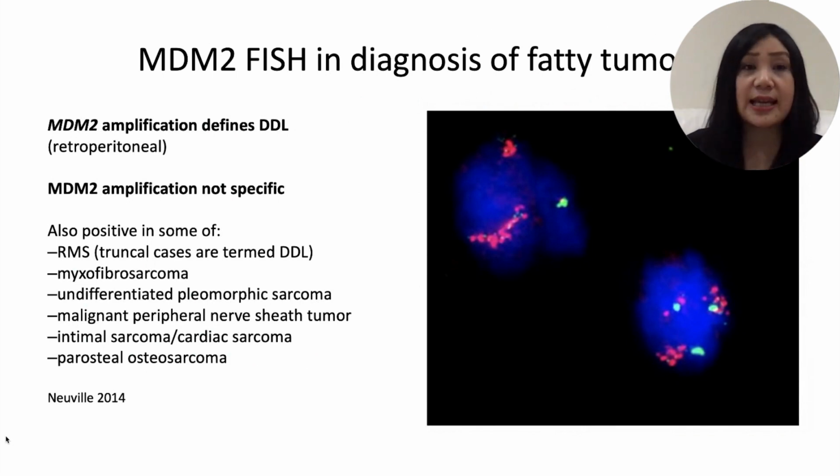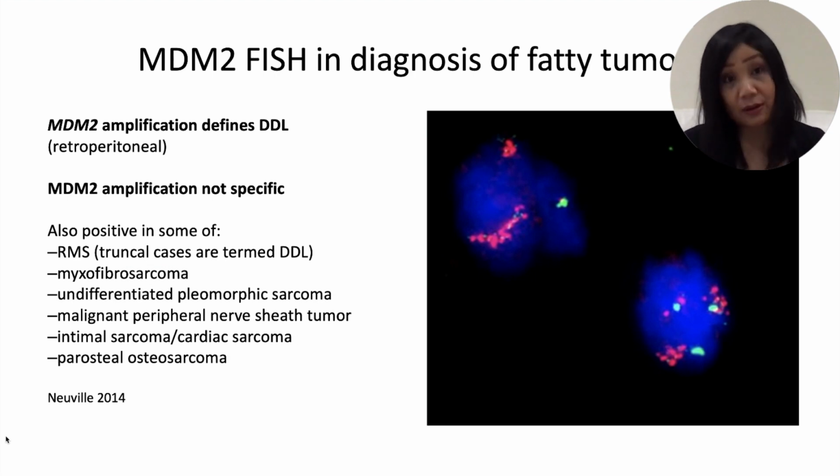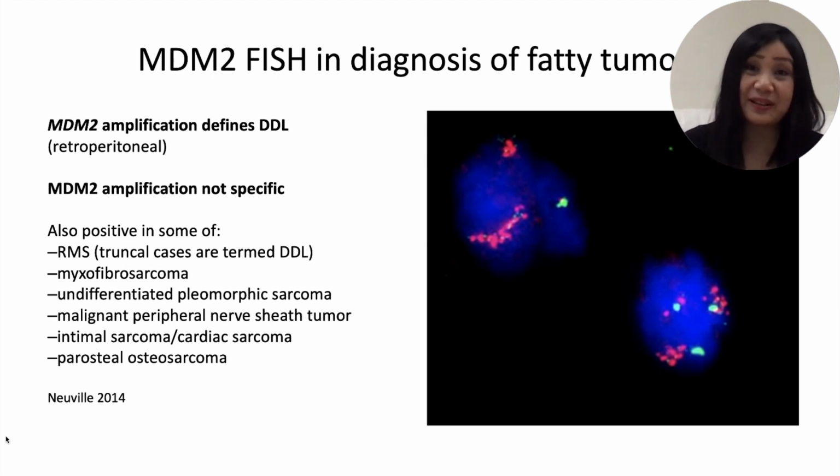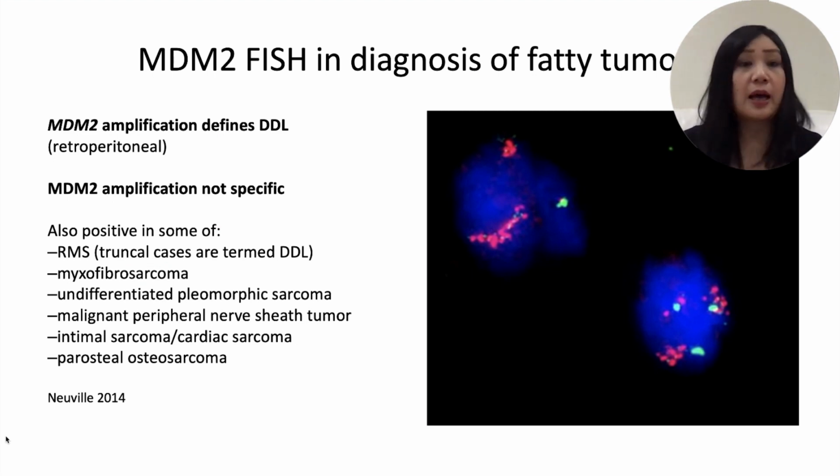MDM2 amplification is a non-specific event, and it's seen in up to 40% variably in other sarcomas. So let's remember the specific contexts that are useful to us in the context of fatty tumours. MDM2 is also positive in certain rhabdomyosarcomas, myxofibrosarcomas, a proportion of undifferentiated pleomorphic sarcomas, malignant peripheral nerve sheath tumours. Some of these show low-level amplification rather than the very high-level amplification that is associated with well and D-diff liposarcoma.